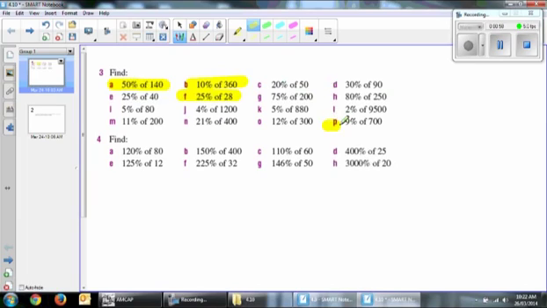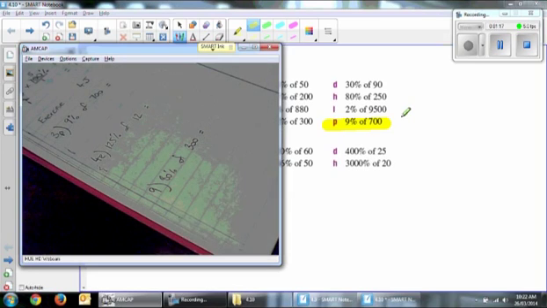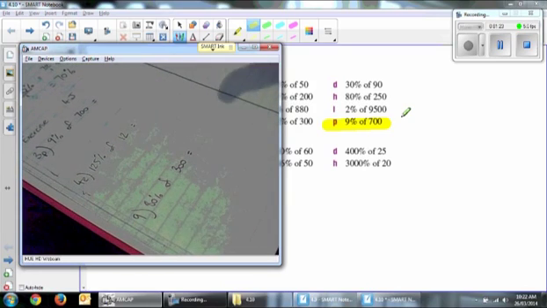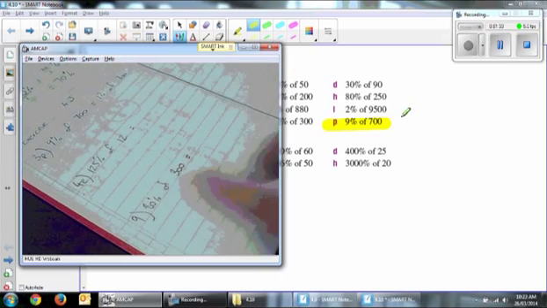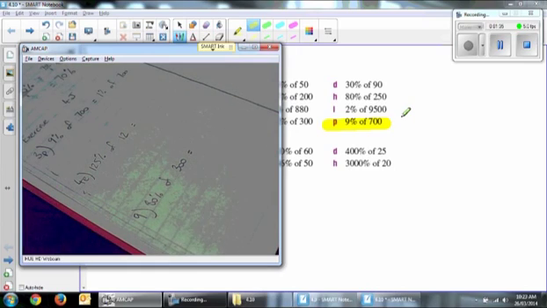But I want to skip down to P because P is a little bit more tricky. We've got 9% of 700, okay? And it is a lot more difficult to find this because obviously unlike 50% where we know it's half, 9% we're talking about a different sort of decimal number and it's going to be more difficult to find. So here's our question, 9% of 700. To try to find this out, what I'm actually going to do is find 1% of 700 first.